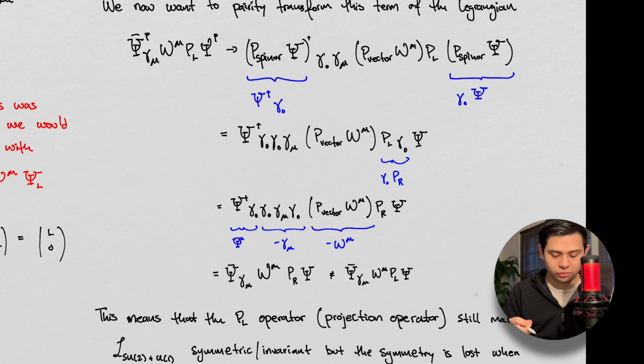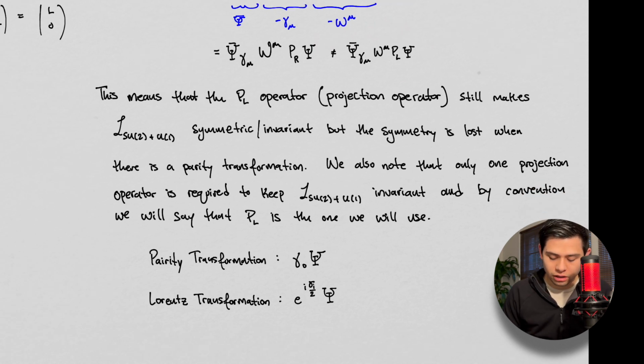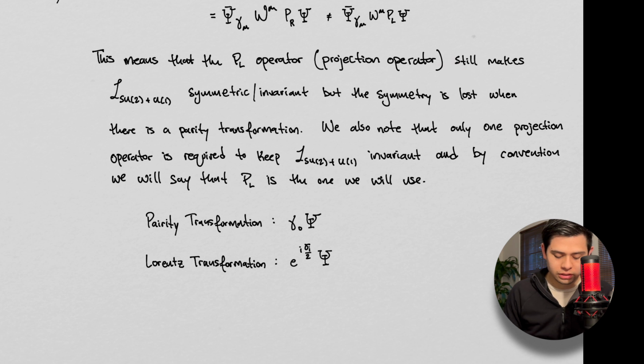Upon parity transforming all of these items, there should be a parity transformation of this guy here. But upon a parity transformation of all these items, the PL actually becomes sensitive to that change in the parity transformation. So this does not equal this, and this means that the PL operator, or the projection operator, still makes this guy symmetric or invariant, but the symmetry is then lost when parity transformation occurs.